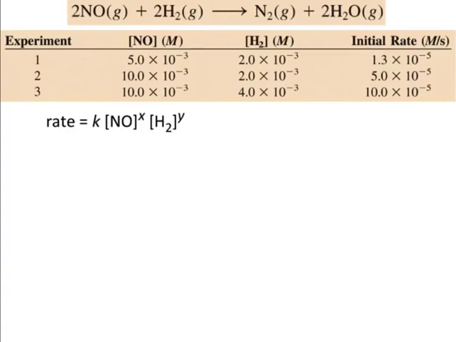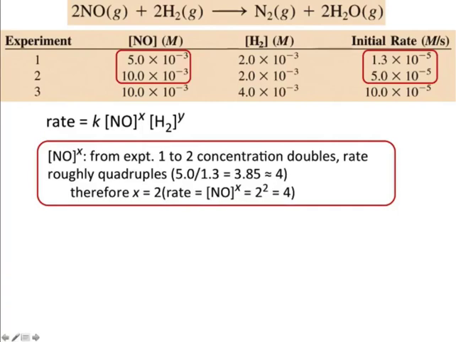K, x, and y. First, let's look at x. In experiments 1 to 2, we doubled the concentration of nitric oxide but left the concentration of hydrogen the same. That was done intentionally. Then you look at the rate: I doubled the nitric oxide concentration, so now the rate pretty much quadruples. It's never going to be perfect because it's experimental data, but you only have doubling or quadrupling, so you can round. Double the concentration, quadruple the rate. That means that x, the reaction order for nitric oxide, is 2.